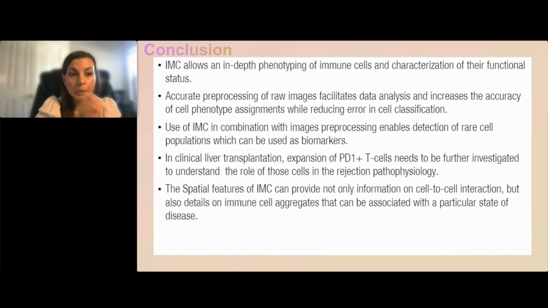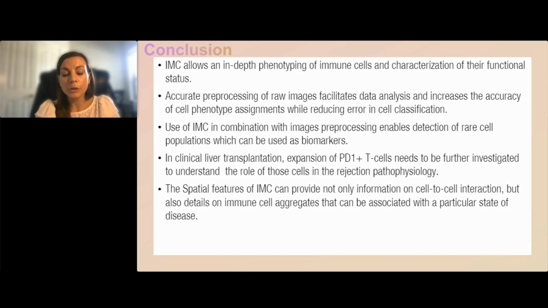So in conclusion, IMC allows an in-depth phenotyping of immune cells and characterization of their functional status. An accurate preprocessing of raw images facilitates and enhances the quality of the image and increases the accuracy of phenotype assignment. Use of IMC in combination with image preprocessing enables detection of rare cell populations that can be used as a biomarker, in our case, as a biomarker of liver rejection.